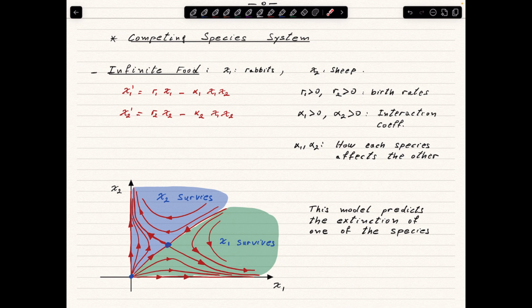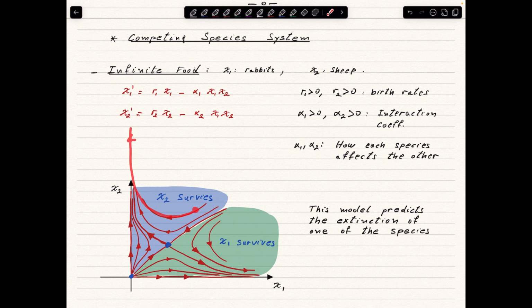If you put initial data over here, what the phase diagram says is that the population is going to move in this direction. And what is going to happen is the population of x2, the sheep, is going to go to 0, and the population of x1, which is rabbit, is going to go to infinity. So the population of rabbits is going to survive, the population of sheep is going to go extinct. If you have initial data here, so more sheep at the beginning, what is going to happen is something like this.